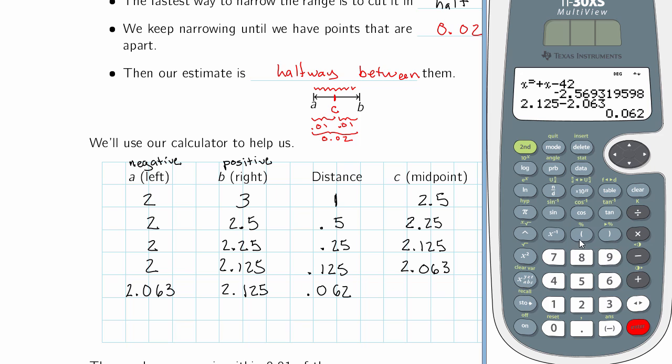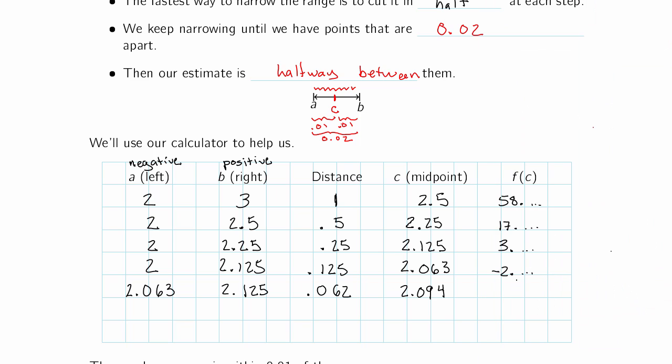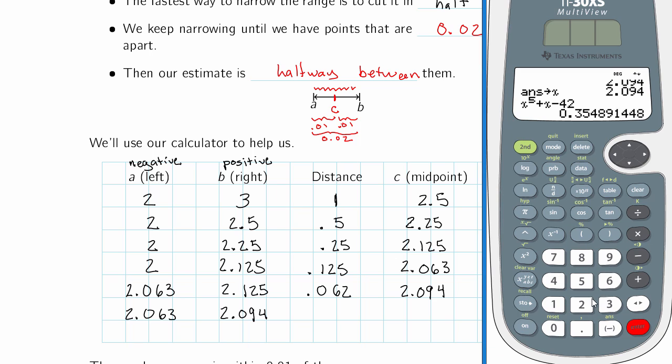And the midpoint of that is 2.094. I'll store that to my x. And I don't want to scroll all the way up and grab my polynomial again, so I'm just going to type it again. I get 0.35 something. That's positive, so that becomes my right endpoint. Those are now 0.031 apart, and the midpoint between them is 2.0785. I'm going to write 2.079. Again, I'm just going to keep that to 3 decimal places.